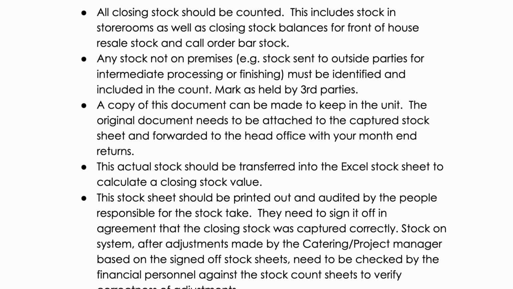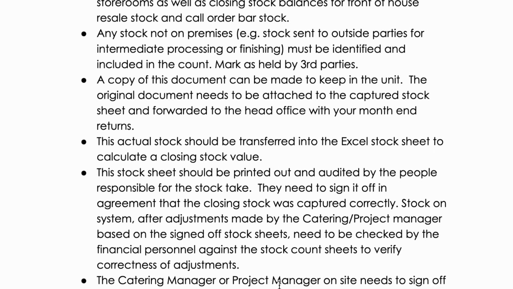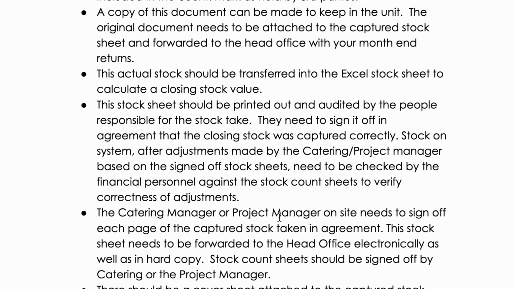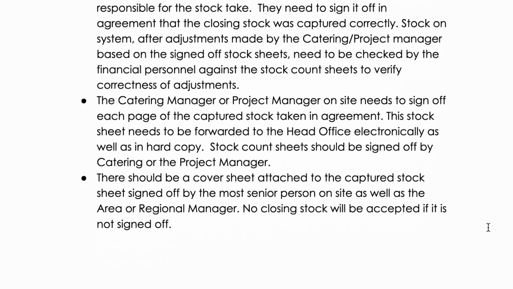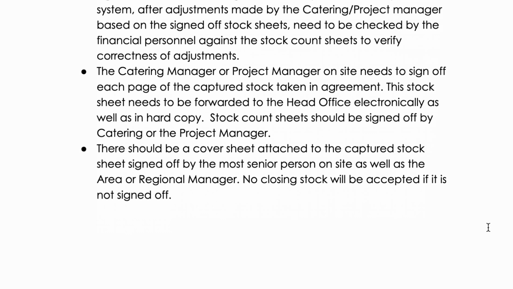They need to sign it off in agreement that the closing stock was captured correctly. Stock on system, after adjustments made by the catering or project manager based on the signed-off stock sheets, needs to be checked by the financial personnel against the stock count sheets to verify correctness of adjustments. The catering manager or project manager on site needs to sign off each page of the captured stock taken in agreement. This stock sheet needs to be forwarded to the head office electronically as well as in hard copy.